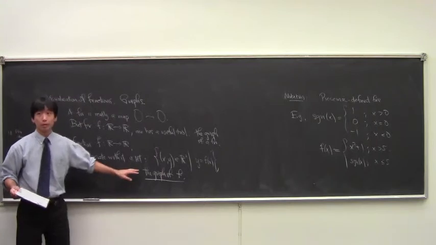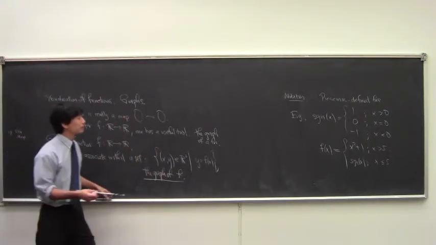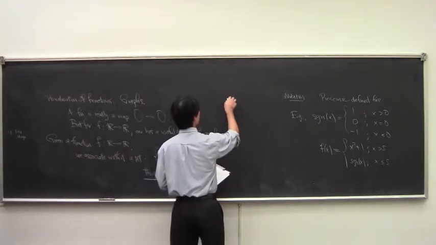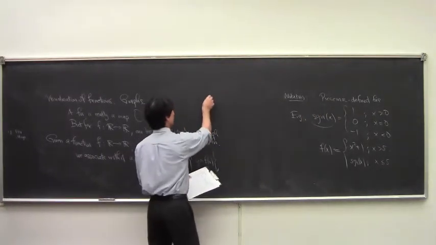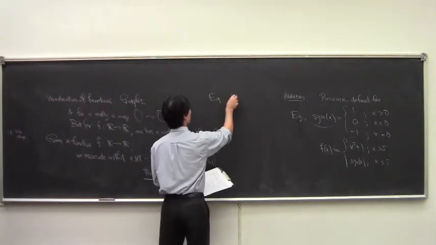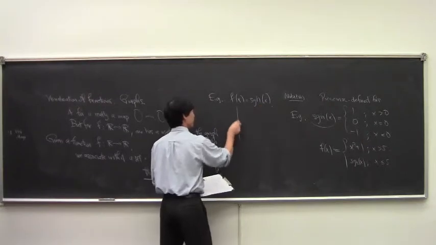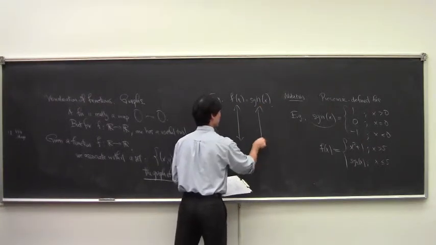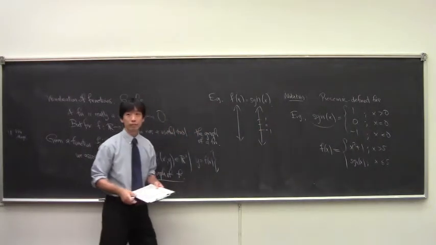Okay, so we have this function, right? Let me use the Signum function as an example. So for example, f of x is the Signum function. Really the Signum function looks something like this: 1, 0, negative 1.